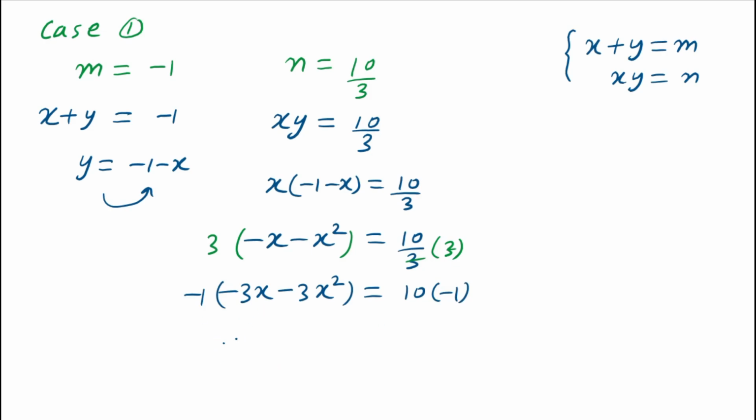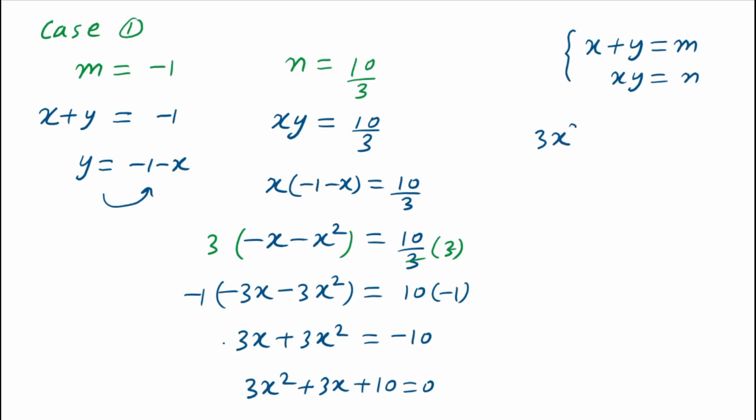Then minus 1 is multiplied by minus 3x, and you will get 3x. Minus 1 is multiplied by minus 3x square, and you will get 3x square, and this is equal to 10 times minus 1, which is minus 10. Now on the left hand side the expression is 3x square plus 3x, and if we take this minus 10 to the left hand side, then it is plus 10, and this is equal to 0. Here we have a quadratic equation 3x square plus 3x plus 10 equals 0.